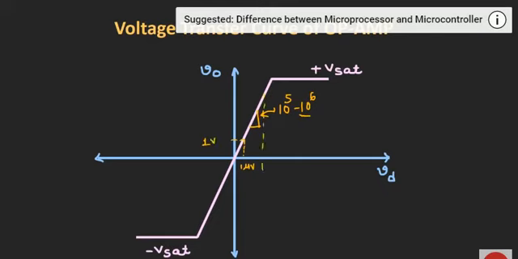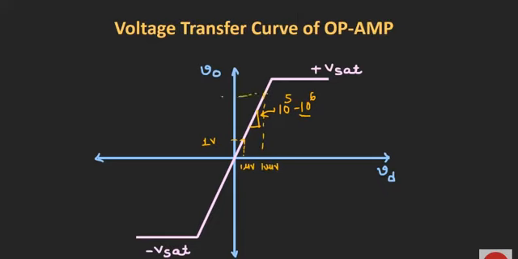Then at the output we should get 1 volt. Likewise, if we apply 10 microvolt of signal, then at the output we will get 10 volt. But as we increase the input signal, you will find that after some value of input signal, the output gets saturated to the value plus Vsat, which is less than the positive biasing supply. As soon as the input voltage goes beyond some certain value, the output saturates to the plus saturation voltage, and the same is true for negative input voltages.